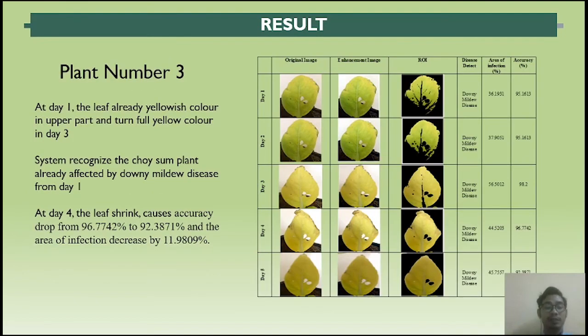So for plant number 3, on day 1, the leaf was already a yellowish color in the upper part and turned fully yellow on day 3. The image processing system already recognized the choisam plant as affected by downy disease from day 1. On day 4, the leaf shrank, causing the accuracy to drop from 96% to 92%, and the area of infection decreased by 11%.